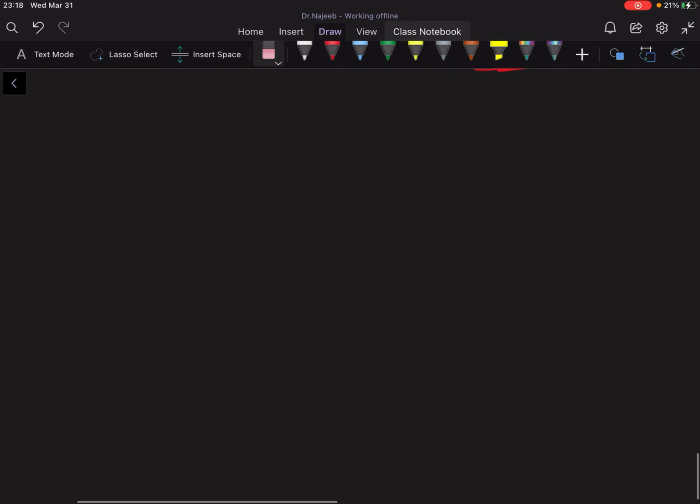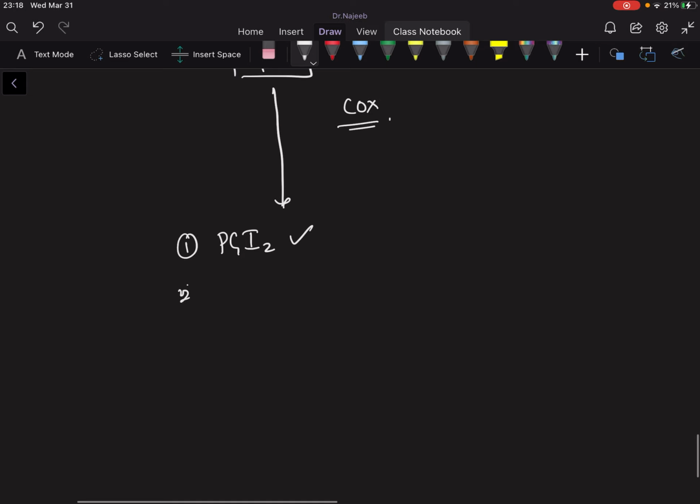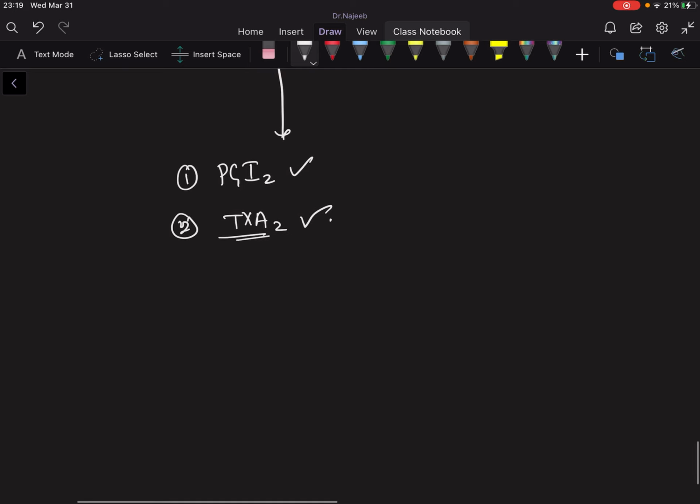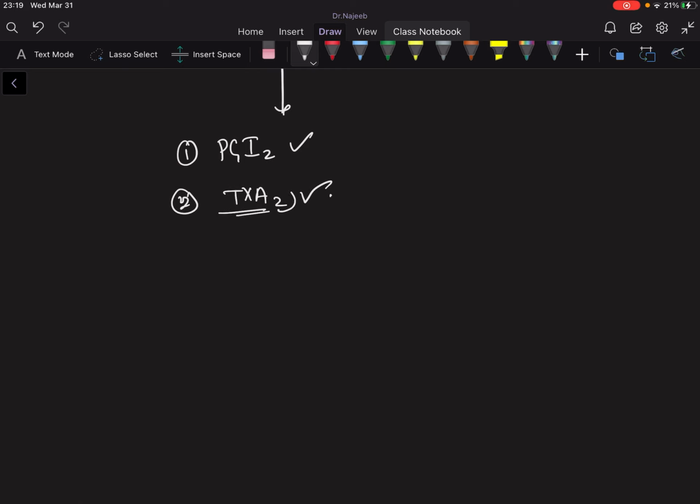Okay, so next we will talk about the different types of prostaglandins produced and their important functions. As talked about earlier, arachidonic acid in the presence of cyclooxygenase will produce prostaglandin I2. We talked about this one earlier. Next we will talk about thromboxane A2. We also talked about this one earlier. So what does the 2 represent here? The 2 is nothing but the number of double bonds present in it.